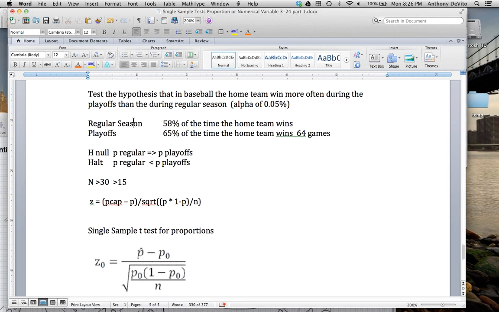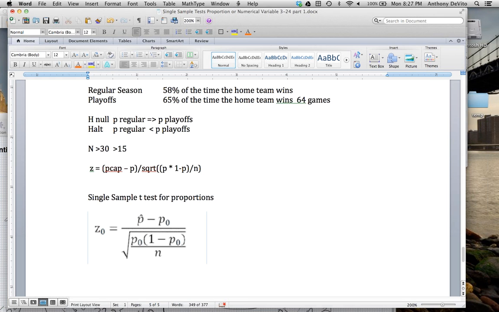We're going to call that, and 58% of the time the home team wins, right? So we're solid. We're sure that's the mean for the regular season because we have every regular season game. Well, we're only going to sample some of the playoff games, and we sampled 64 games, and we found that 65% of the time the home team wins. 65% of 64 is how much?